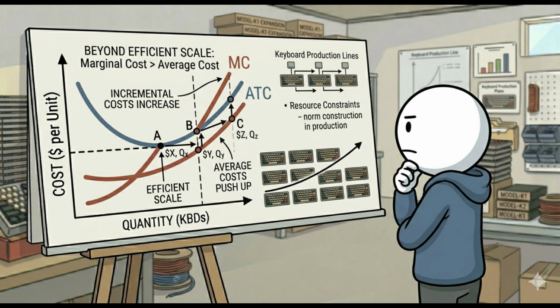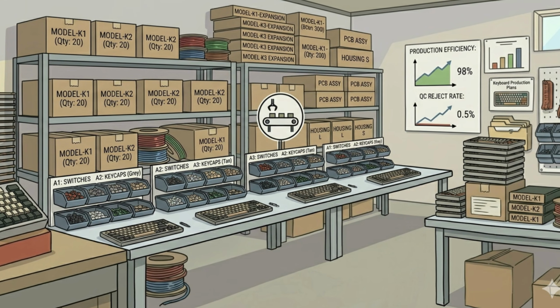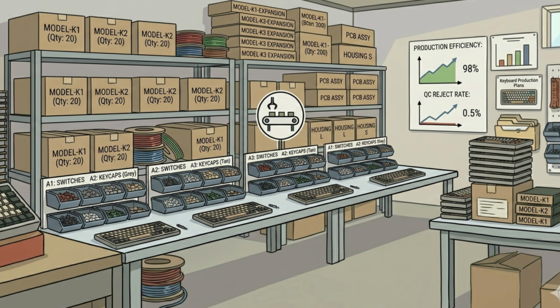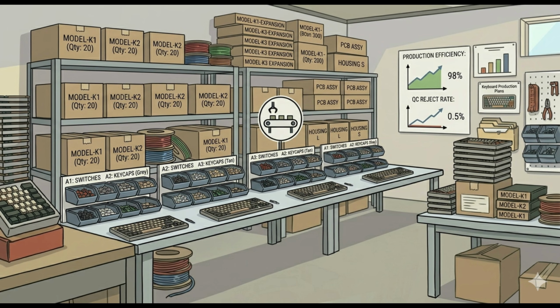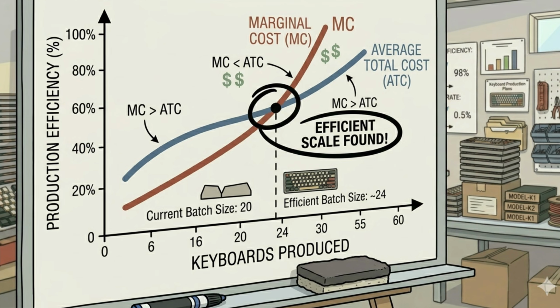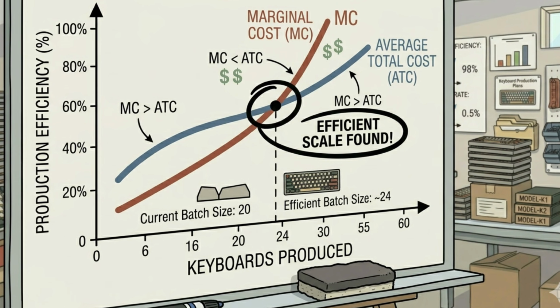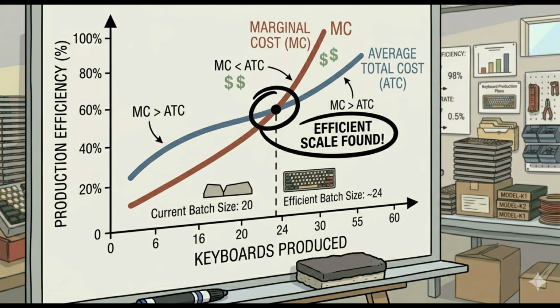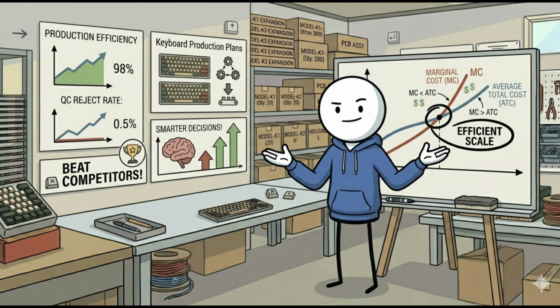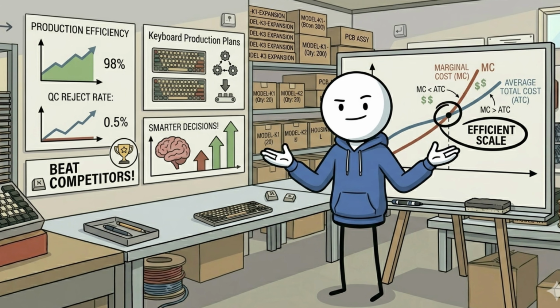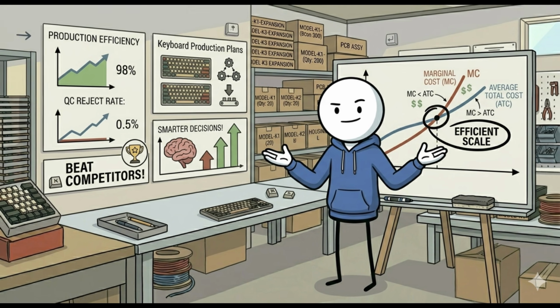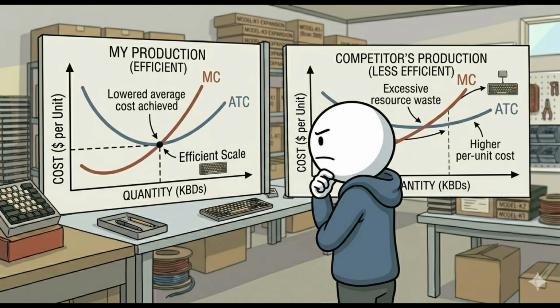If John knows his efficient scale is 150 keyboards a month at a cost of $50 each, he knows that any price above $50 makes him a profit. And he can use this knowledge to outmaneuver competitors who don't understand their own cost structures. He isn't just guessing. He is using marginal analysis to steer his company toward the most lean and effective version of itself.